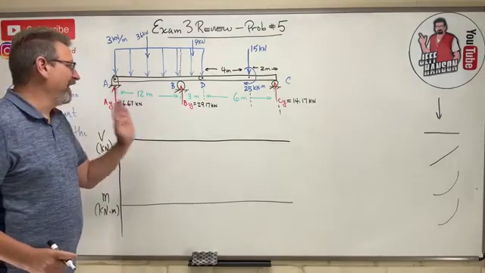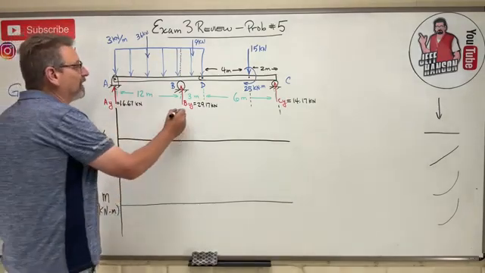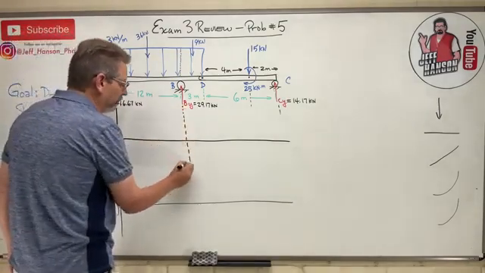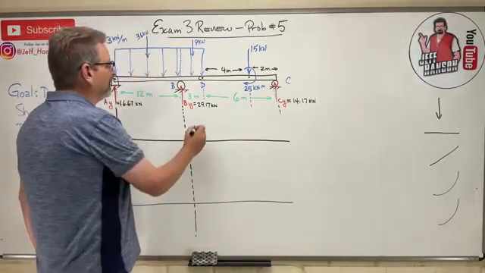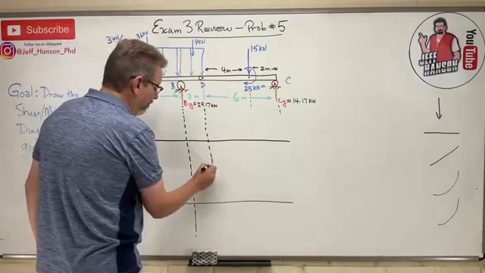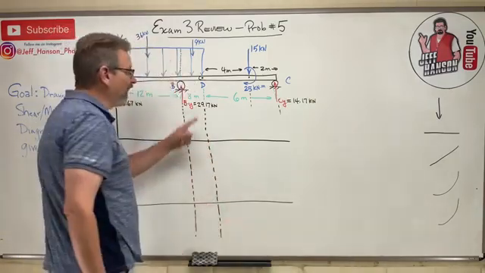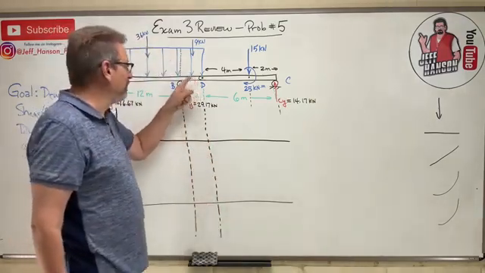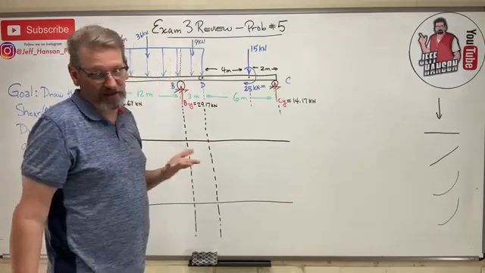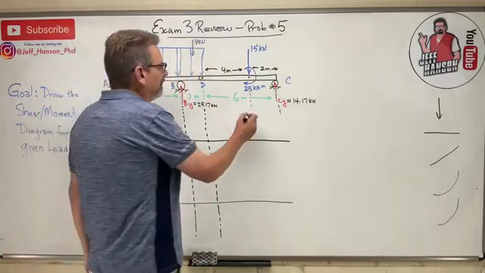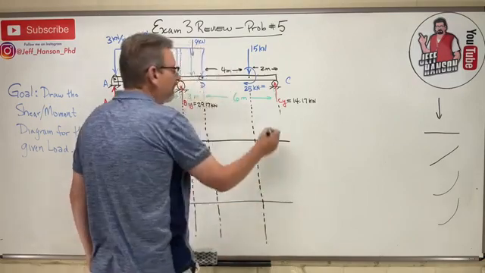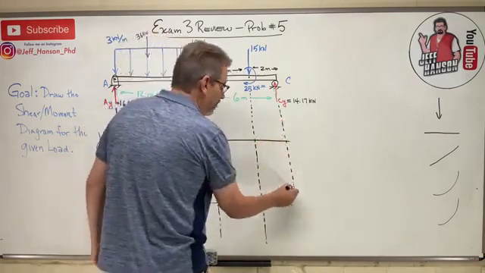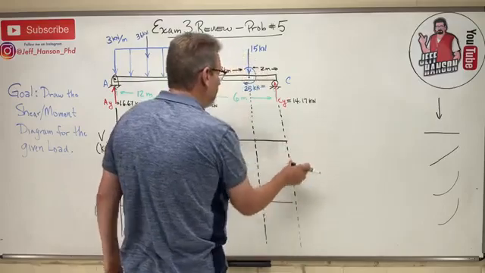So we're going to put on here our discontinuities. That's everywhere we think something interesting is going to happen. I think something interesting is going to happen here, okay? And I think something interesting is going to happen here. But not because there's a pin connection there, but because that's the end of the distributed load. Okay? I think something definitely interesting is going to happen there. And then something interesting happens over here at the end of the beam, okay?